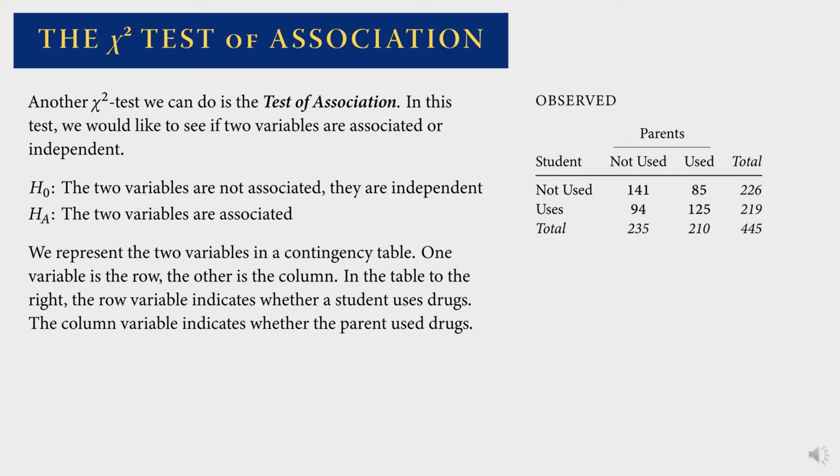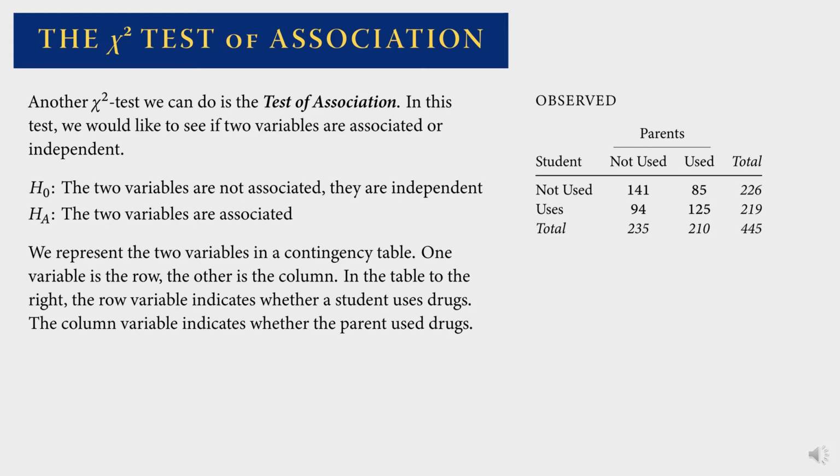We put the two variables into a table called a contingency table. One variable is the rows, the other is the columns. And what we're going to do is use the totals to calculate the expected values for the table under the null hypothesis that the variables are independent. Then we'll make a chi-square statistic from the observed and expected counts.